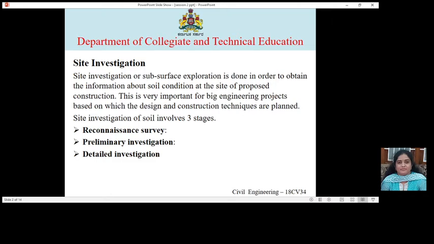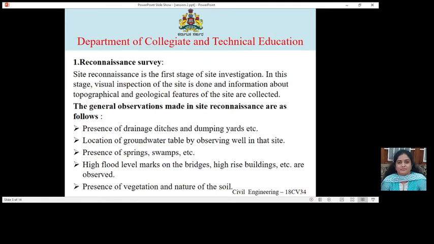Okay, so there are three important stages of soil investigation or site investigation. One is reconnaissance survey, second is preliminary investigation, third is detailed investigation. In the reconnaissance survey, the site reconnaissance is the first stage of site investigation. In this stage, visual inspection of the site is done and information about the topographical and geological features of the site is collected. It's a very beginning step.